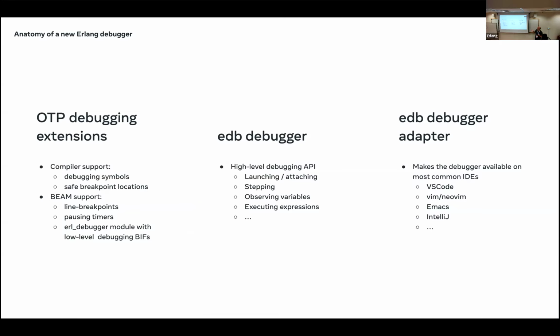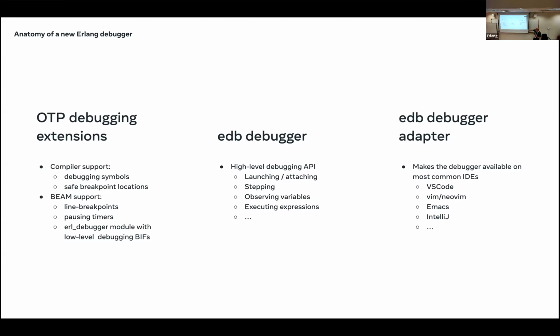The main components of this were changes to OTP itself. We needed to extend the VM with new debugging primitives. We needed to extend the compiler to have some kind of debug mode where it emits more debugging information on the VM files. With those, we wrote a new debugger, an Erlang application that gives us all the common primitives of a step debugger.